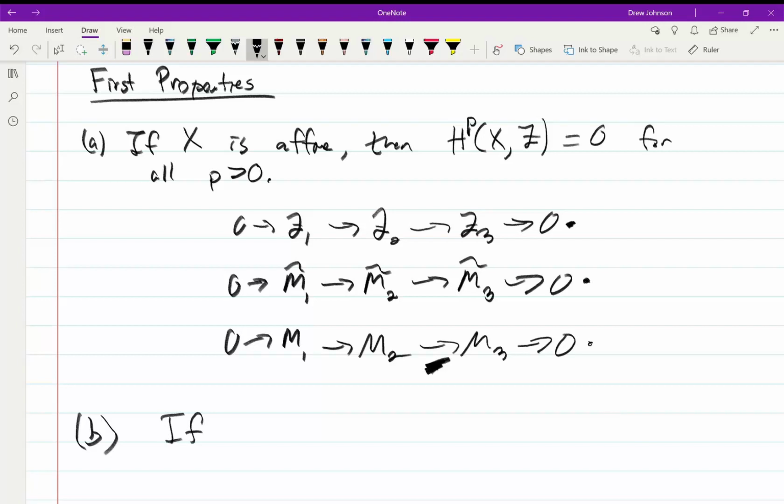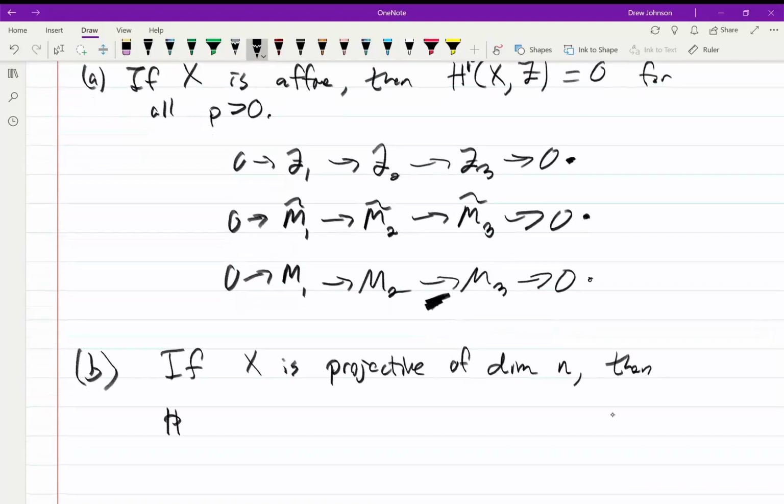Now you might be interested to know how long that sequence goes on. If it goes on forever, then you might have a hard time doing something with it. But in fact, it's usually finite. So if X is projective of dimension n, then H^p(X, F) equals 0 for all p greater than n. All right, so the cohomology groups are bounded by the dimension of your projective variety.